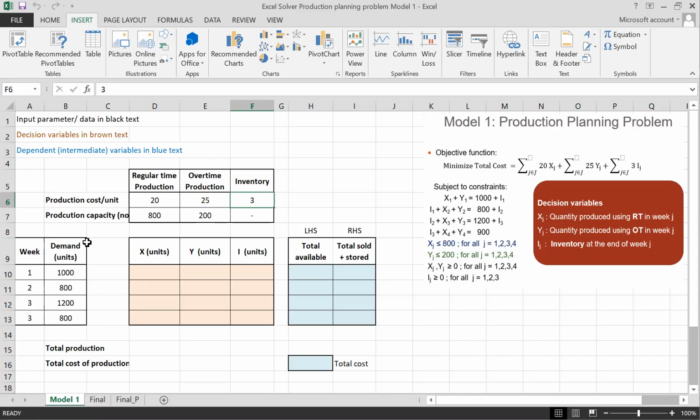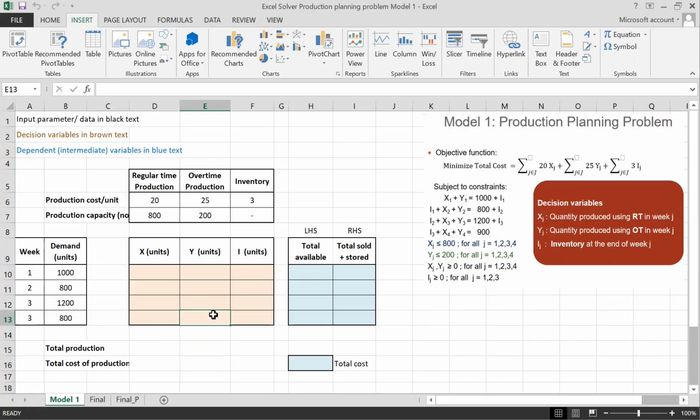And similarly, we have production capacity input data: we cannot produce more than 800 units per week using regular time production and 200 units using overtime production per week. So this is production capacity data. Demand for all the 4 weeks is given here, and we need to find the optimal production plan for this production planning problem.